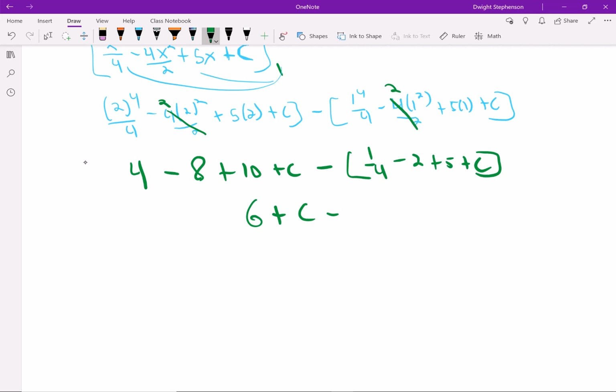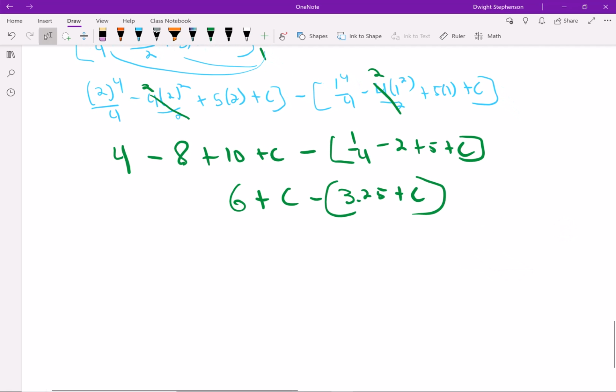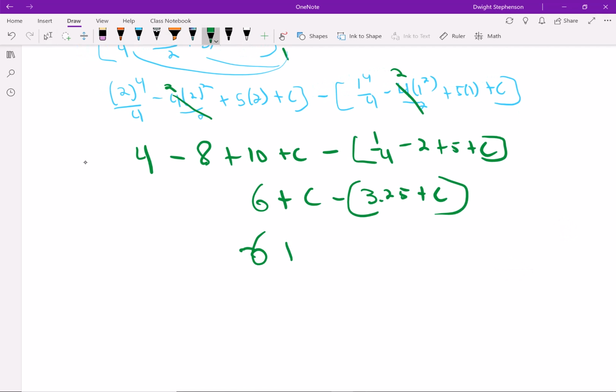Minus negative 2 plus 5 is 3. 3 plus 1/4 is 3 1/4, so that's like 3.25 plus c, right? Keep these parentheses because you know you have to distribute the negative in there.